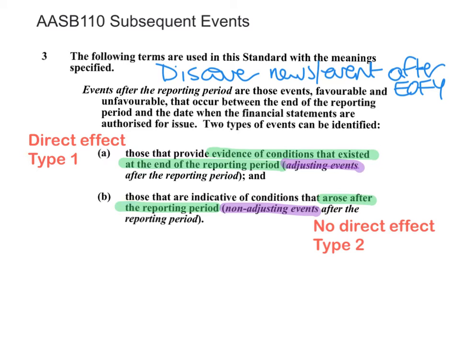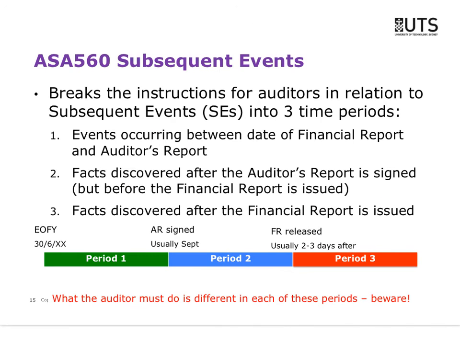Okay. Now, the reason I use the words adjusting and non-adjusting is that they are specifically contained within the standard, whereas the text uses the term direct effect and no direct effect, which I would prefer to have alignment with the standards, because then that's really clear as to what I should and should not be doing.